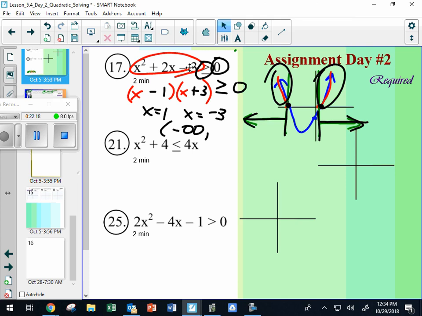Okay, and number 21 is very similar. You just have to solve it for 0 first, and then do the factoring, etc. And if there's any of these that don't factor, it might be this one. And if so, which I think it still factors, but if it doesn't, you could always use the quadratic formula to find the 2 spots.